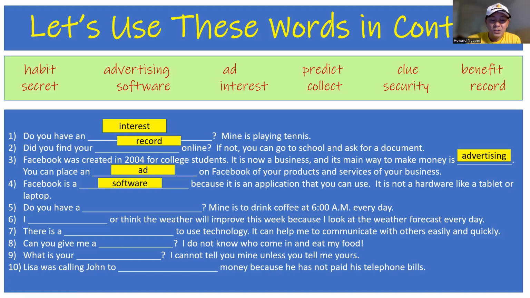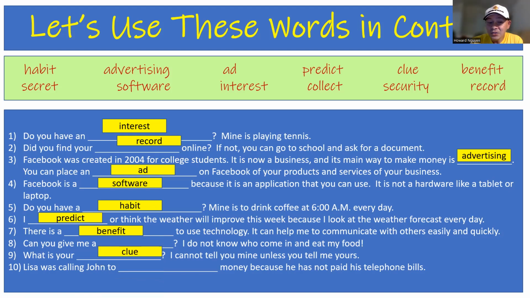Number 5, do you have a blank? Mine is to drink coffee at 6 a.m. every day. Habit, routine, the same activity that you do every day. I blank or think, I predict or think the weather will improve this week because I look at the weather forecast every day. There is a blank. There is a benefit to use technology. It can help me to communicate with each other easily and quickly.